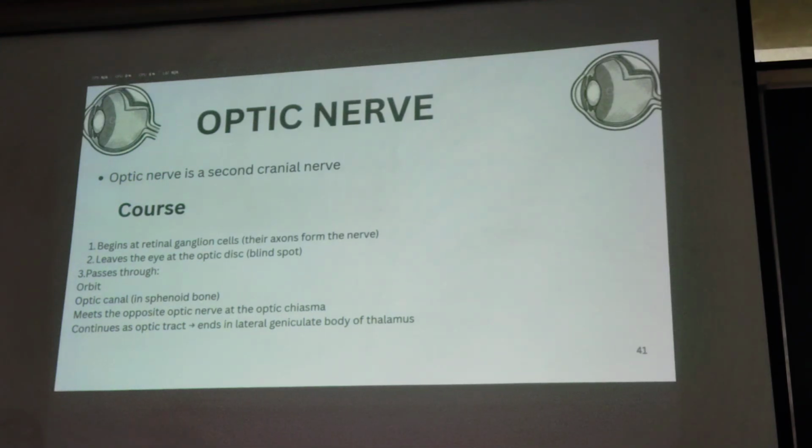The course of the optic nerve: it begins from the retina and goes to the lateral geniculate body. From the retinal ganglion cells, it leaves the eyeball, giving a blind spot. Then it passes through the optic canal, meets the opposite optic nerve at the optic chiasma, and continues as the optic tract and goes into the lateral geniculate body of the thalamus.